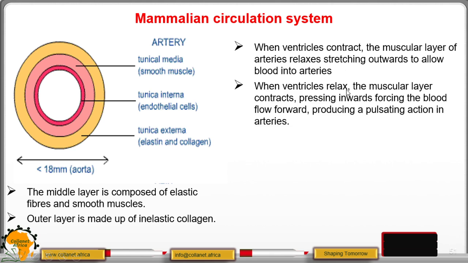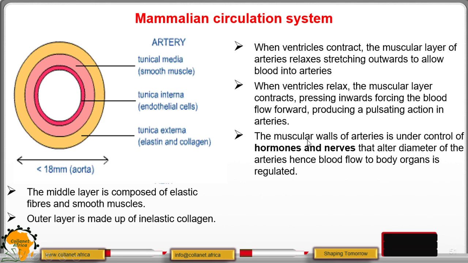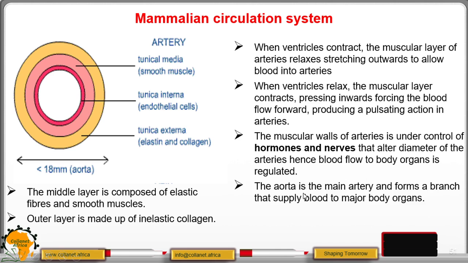And when ventricles relax, the muscular layer of the arteries contracts, pressing inwards, forcing the blood flow forward, producing a pulsating action in the arteries. The muscular walls of arteries are under the influence or control of hormones and nerves to alter the diameter of the arteries. Hence, blood flow to the body organs is regulated.